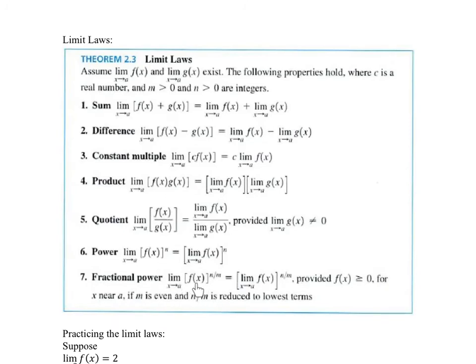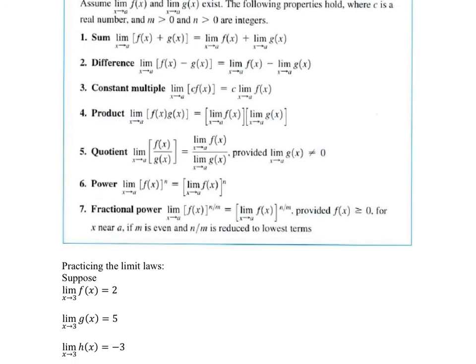The limit as x approaches a of f of x to the n over mth power, that's hard to say, right? Fractional exponent. You can just carry that out and perform the limit first, then take the power. Provided that f of x is greater than or equal to 0 for x near a, if m is even and n over m is reduced to lowest terms. So let's look at a few examples.